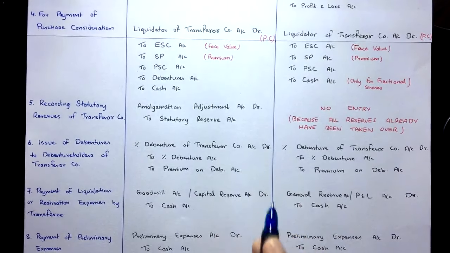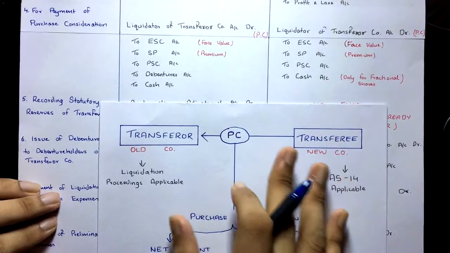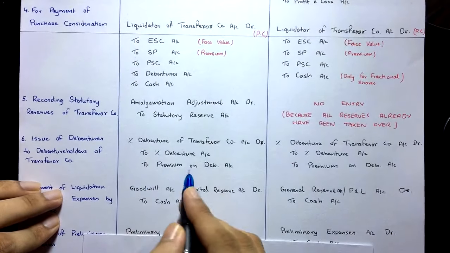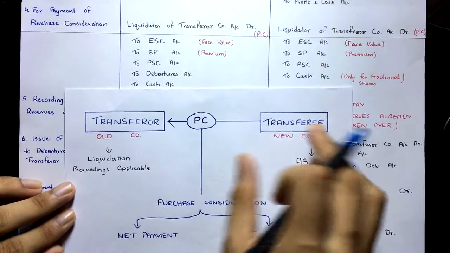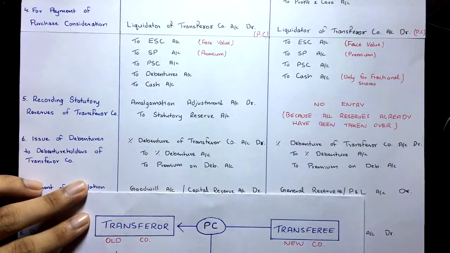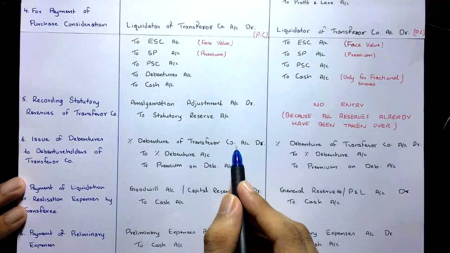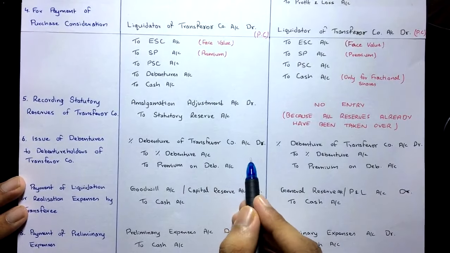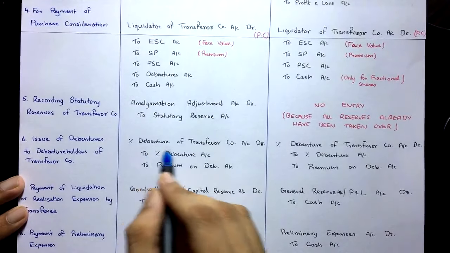And if the value of the new debentures is more, that would be called premium, and premium will go to premium on debentures. And if the new debentures are issued at a discount, that is if the value is less, then it goes to discount on issue of debentures. That would be the entry, a simple entry. Cancel the old debenture, debit; create the new debenture, credit; and then if there is a premium, that will be credited, and if there is a discount, that will be debited.